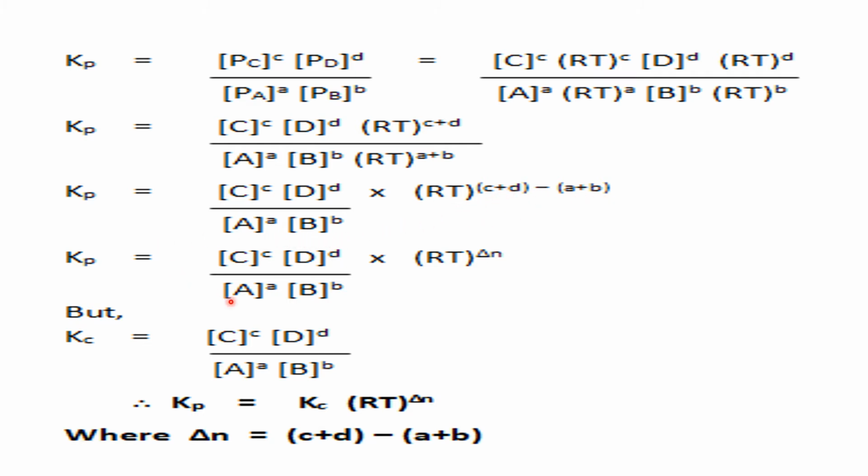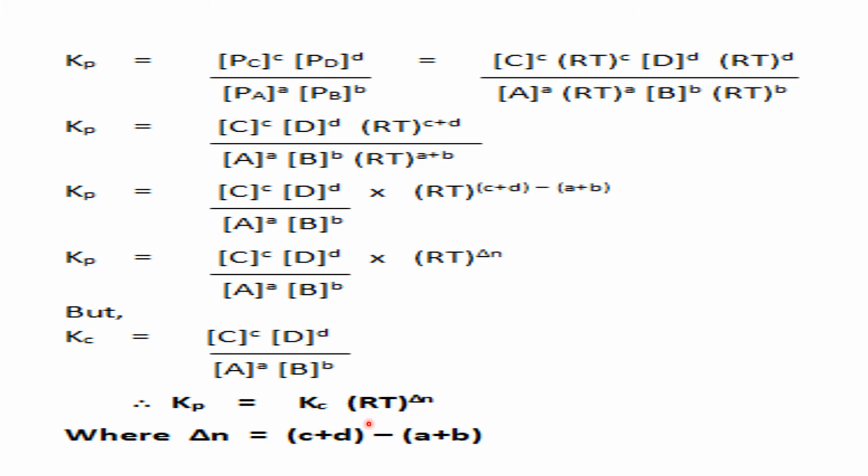We know what [C] raised to c into [D] raised to d divided by [A] raised to a into [B] raised to b is. This value is Kc. What is Kc? It is the equilibrium constant when we consider molar concentration. So this equation rearranges to Kp is equal to Kc into RT raised to delta n. Kp is equal to Kc into RT raised to delta n. This value becomes Kc, so Kc into RT raised to delta n.